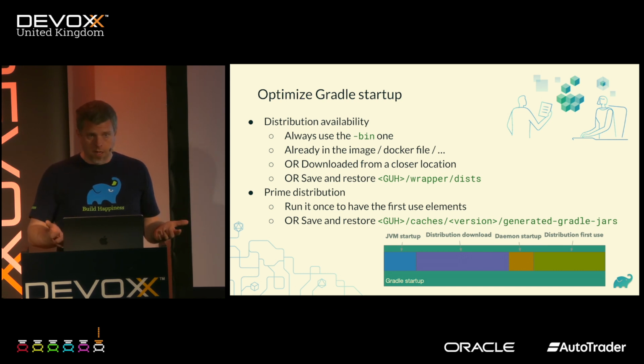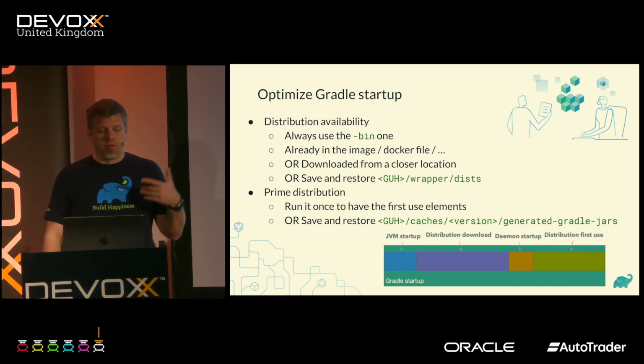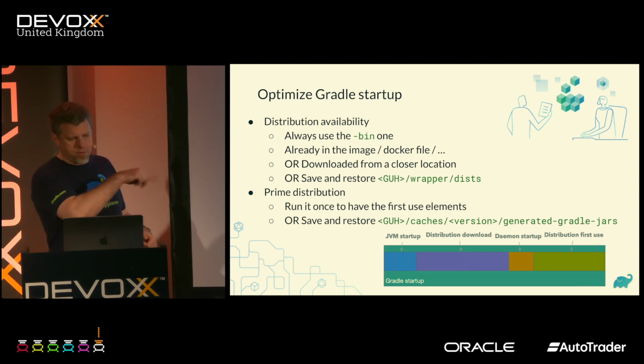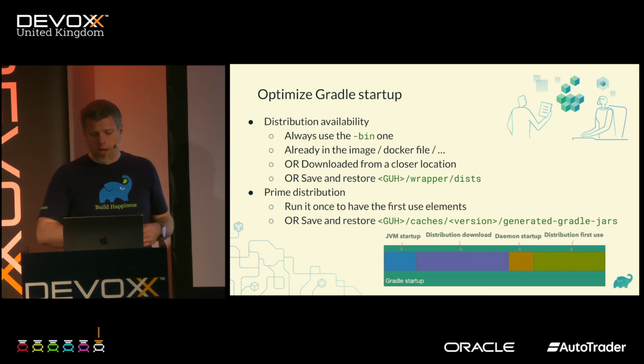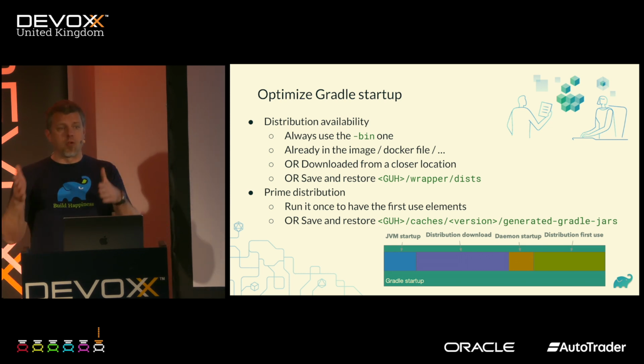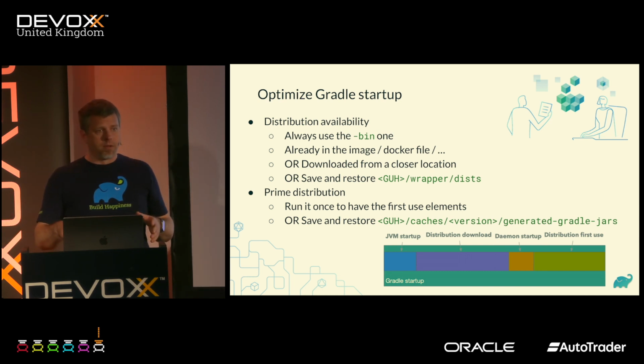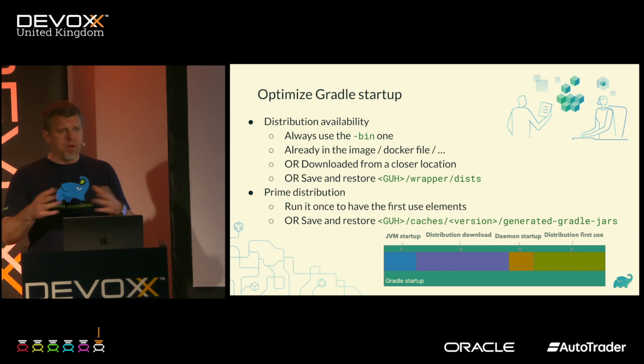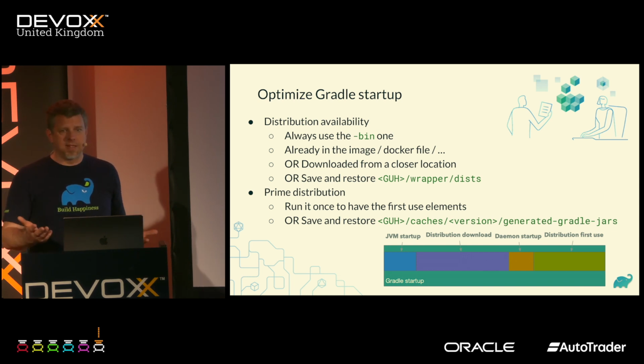Or, once again, you could decide to just save and restore the files that you'll find inside the Gradle user home. So yeah, that's what the GUH stands for. Caches, version being the Gradle version, and then generated Gradle jars. If you copy those files around, and they're not that big, or if you make sure that they're part, again, of your base image, that's it. Gradle will not need to do it. It will find the files and happily run with them.